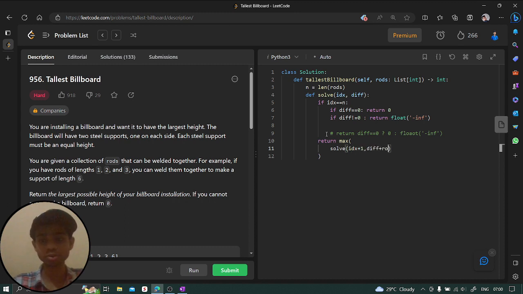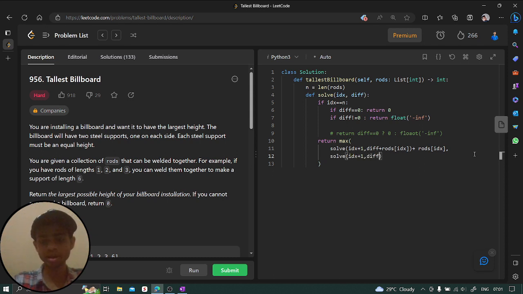So you are going to say difference plus rows of that particular index. This is nothing but we are adding for the left side, so that's why we are adding plus rows of index. What is this plus? We have already seen, right? Every time we are adding it, whether for the left side or the right side, we add that particular value.